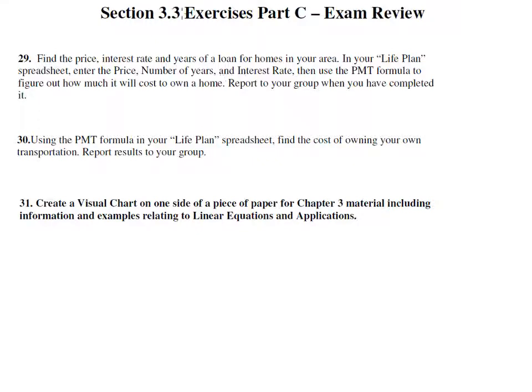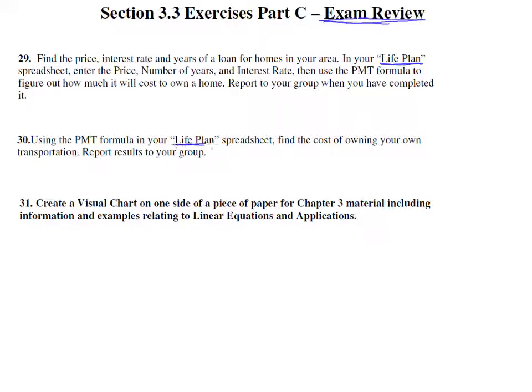Here we are in section 3.3 exercises, part C. We're still reviewing for that exam. Now, 29 through 31 are what we're going to cover here, but note that we're not solving problems that get exact answers. We're trying to walk you through, if you're still struggling, what this means and how you're supposed to handle these portfolio assignments. Notice that we're going to be dealing with the life plan.